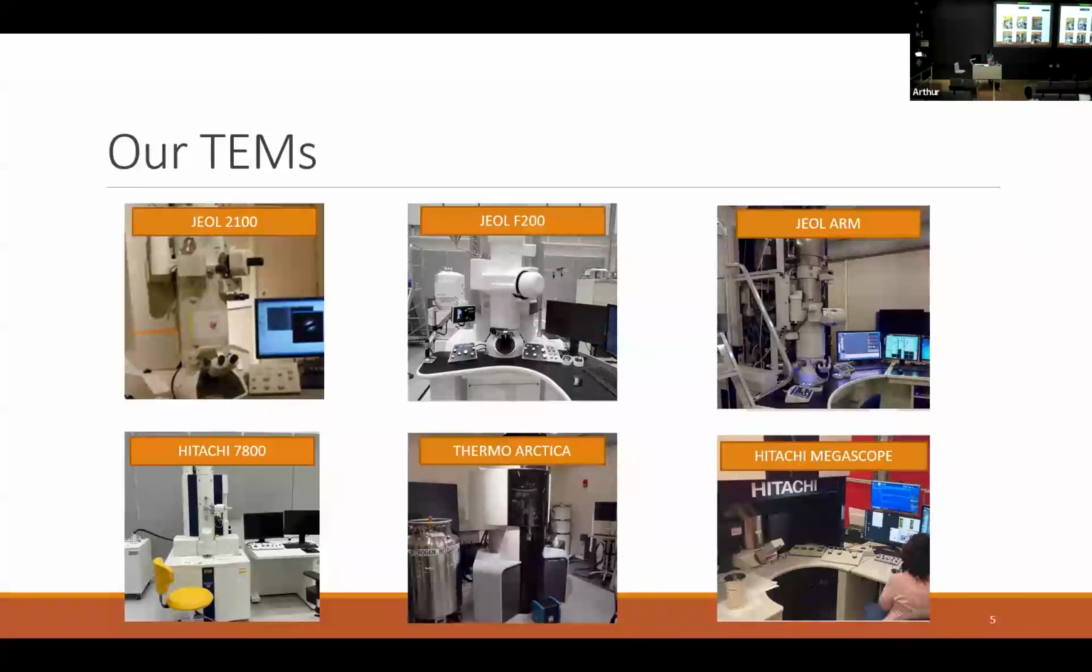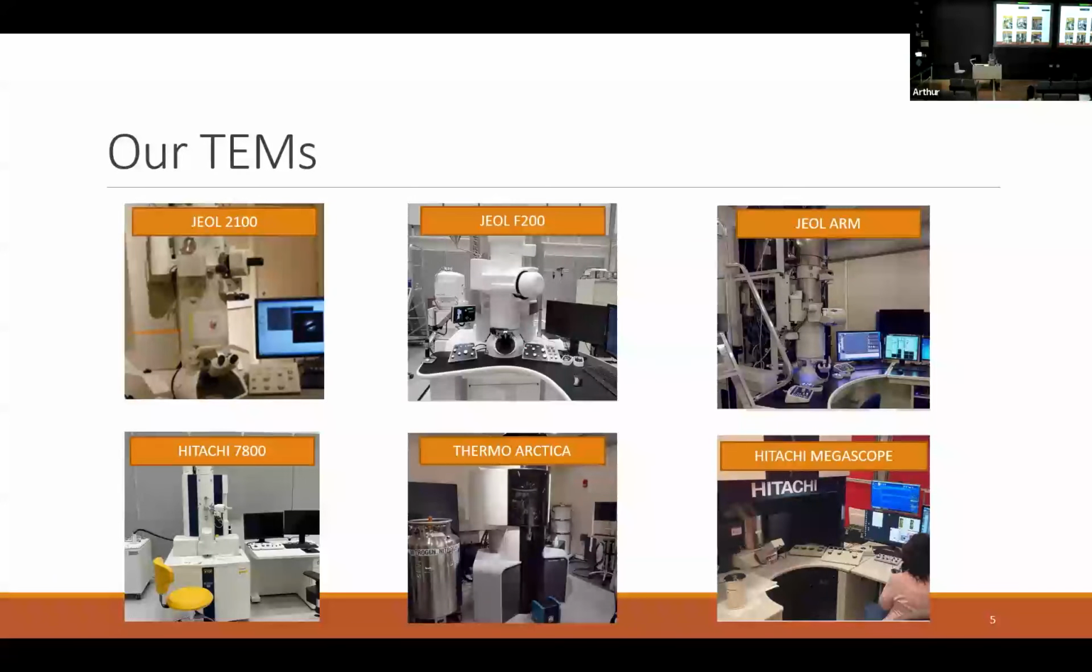Then we have the Hitachi 7800, that's Nikki's tool, and then the Thermo Arctica, which Nikki also works on along with Stefan. The Arctica has a cold-sounding name, and therefore it is our cryo TEM. You've got the big liquid nitrogen drawer next to it too. That's going to be used for single particle analysis, which is just really coming back online after a little bit of downtime. So if you're interested in that, see Nikki, see Stefan. If you're interested in straight up biological imaging, see Nikki.